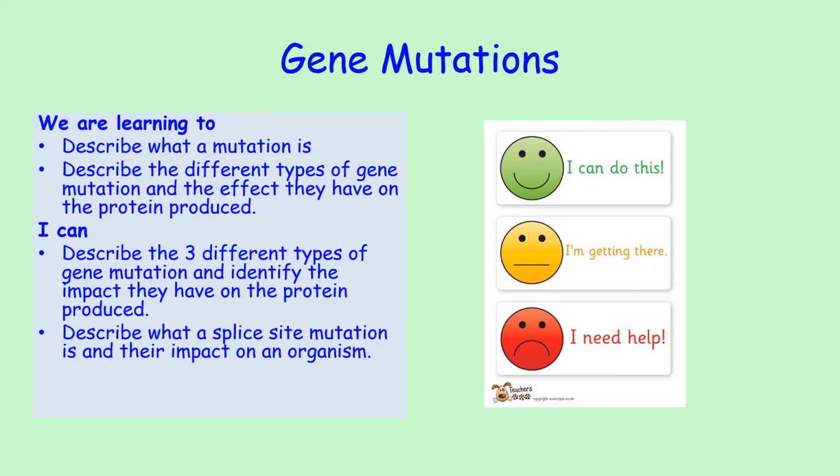So just to recap, what we have looked at this lesson is what a mutation is. We've taken a look at the 3 different types of gene mutation, and we've had a look at what effect those 3 different gene mutations have on the polypeptide chain and then ultimately the protein produced. I want you to remember the names of those 3 different types of gene mutation, so remember SID, and be able to describe what the impact of each of those mutations is on the protein produced. And then lastly, describe the effect of a splice site mutation, giving an example of a particular disorder that's caused by a splice site mutation.